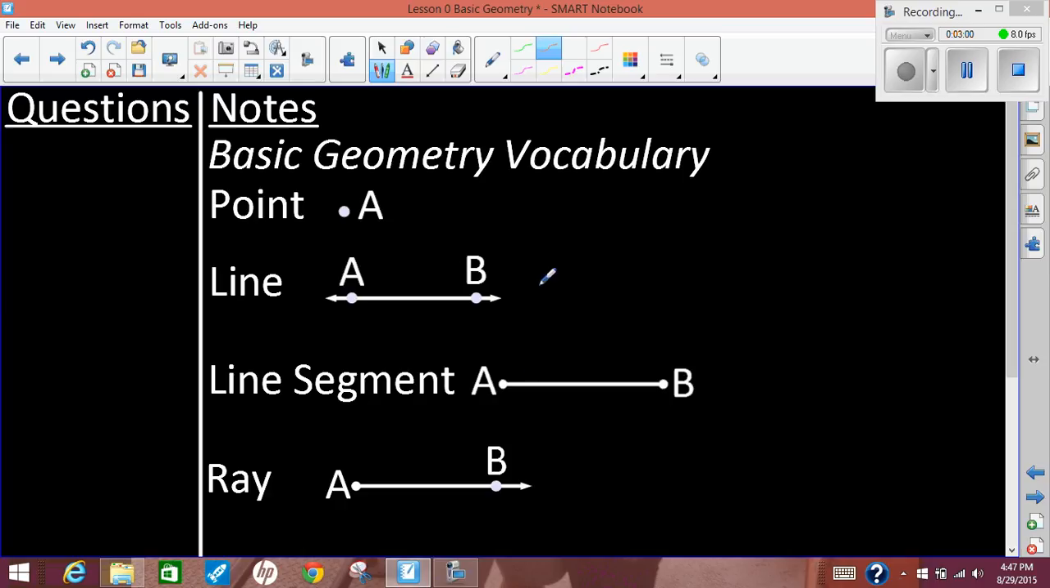These are the basic ideas in geometry. We're going to make all of our shapes and lines out of points. We're going to make our shapes out of points and lines and segments and rays. So we need to know how to name them. A point is a location. A point is always labeled with a capital letter, and we just name it by saying point A.